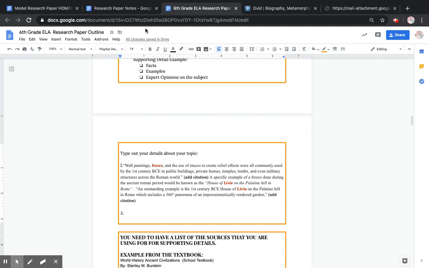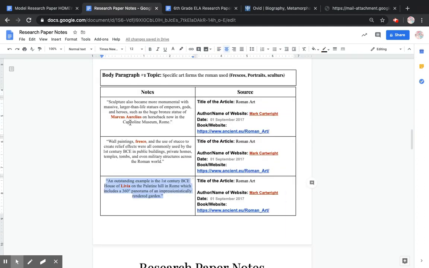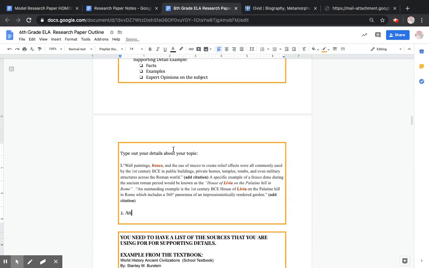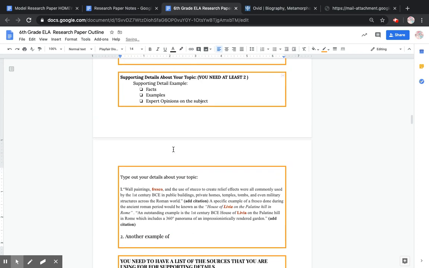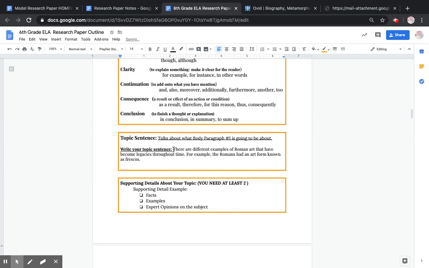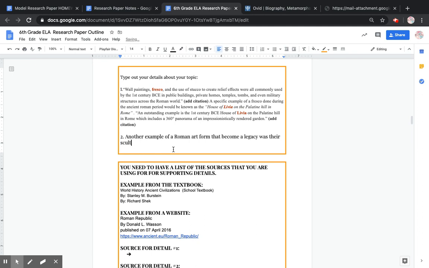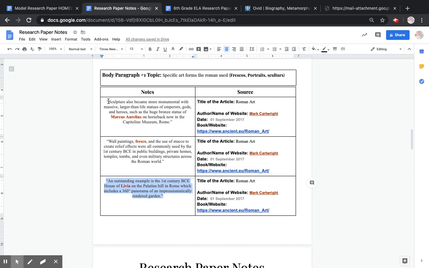so now I want to talk about my sculptures. So now I can put in here, I could put another example of a Roman art form that became a legacy was their sculptures. There we go.